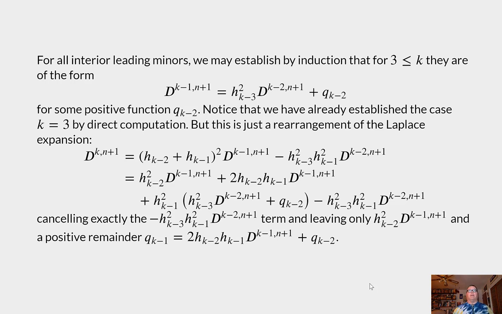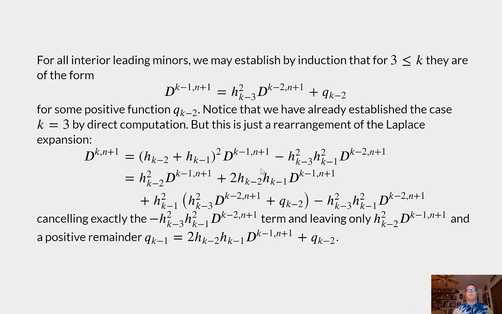For all interior leading minors, we may establish by induction that d_{k-1} is a positive quantity times d_{k-2} plus a positive quantity. And once we establish that induction, that proves that all the interior minors are positive, because we proved directly that the first one was positive. That's enough. So we have to go from this equation to this equation, and it's actually pretty simple.